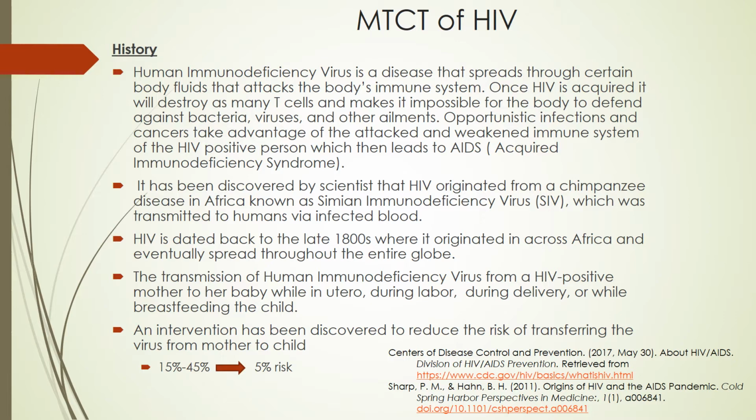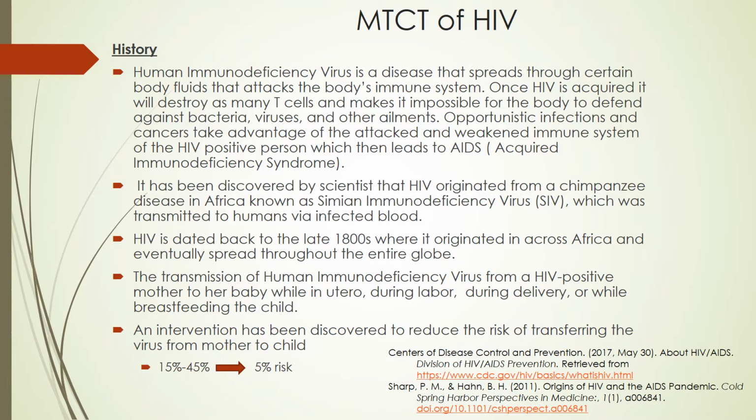This damage to the immune system makes it harder and harder for the body to fight off infections and some other diseases or cancers. Opportunistic infections, also known as OIs, or cancers, take advantage of a very weak immune system and signal that the person has AIDS, which is also known as acquired immunodeficiency syndrome.